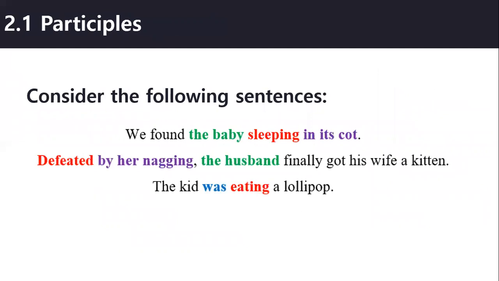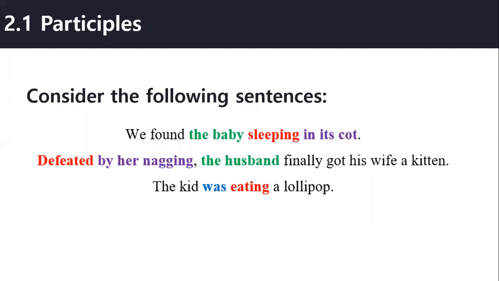Starting with participles, we have the following sentences. We found the baby sleeping in its cot. Defeated by her nagging, the husband finally got his wife a kitten. The kid was eating a lollipop. Notice that "sleeping" in the first sentence modifies the baby like an adjective, but it also takes an object, "in its cot," like a verb.